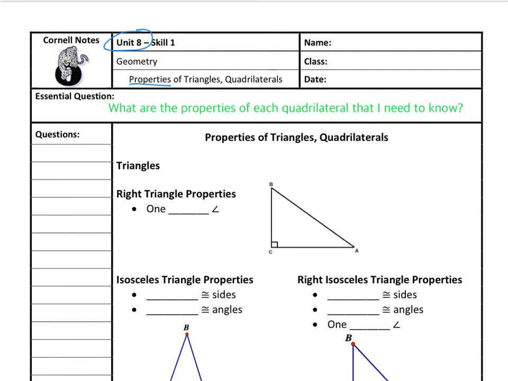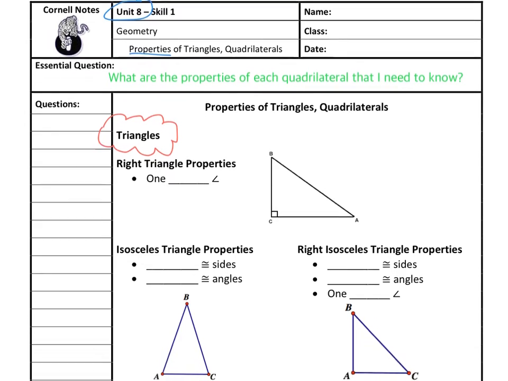So each quadrilateral has different properties that we're going to focus on, but we're actually going to start with triangles, which hopefully you guys do remember because we have talked about these all the way back since the beginning of the year. So take a minute to copy your essential question down. Again, it says, what are the properties of each quadrilateral that I need to know? And then we're going to jump right in here to triangles as a little recall.